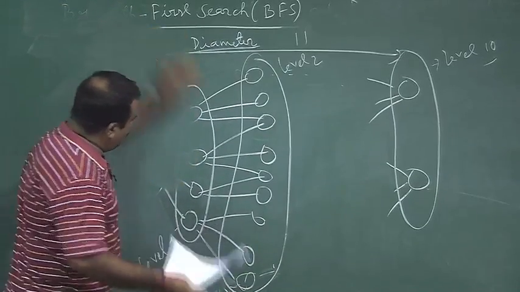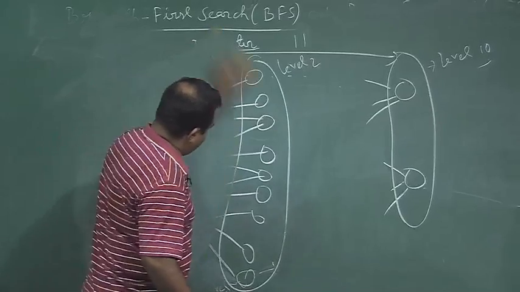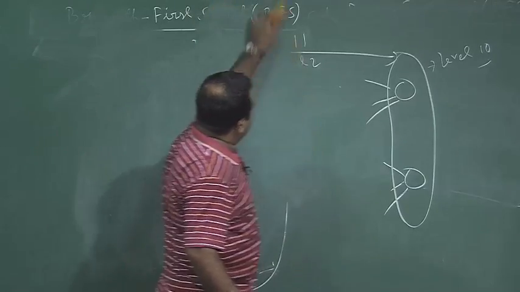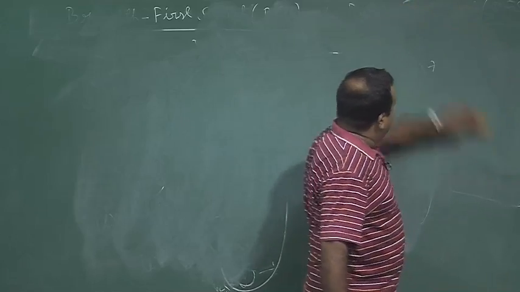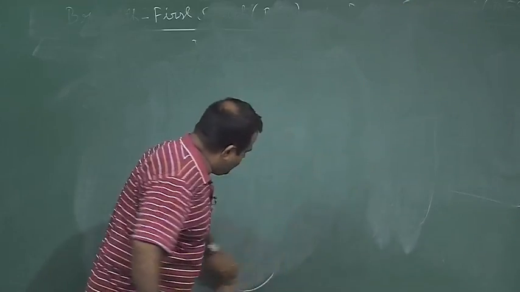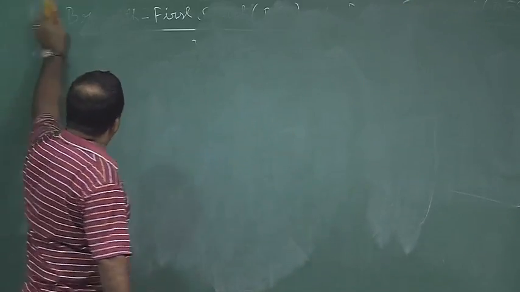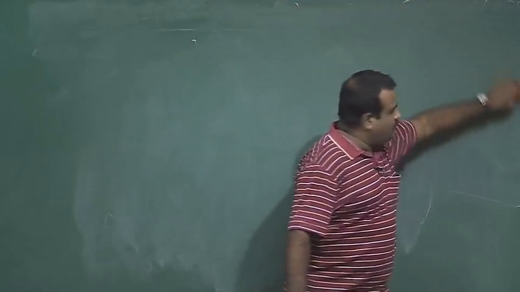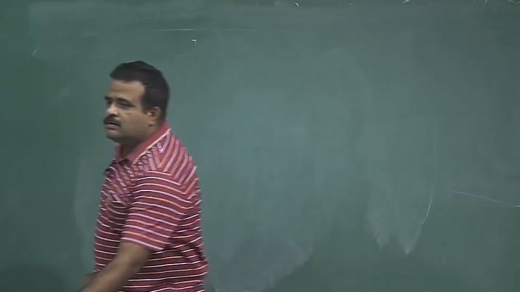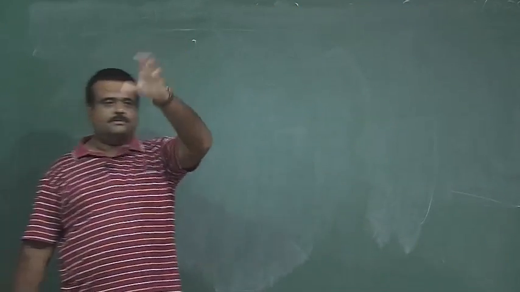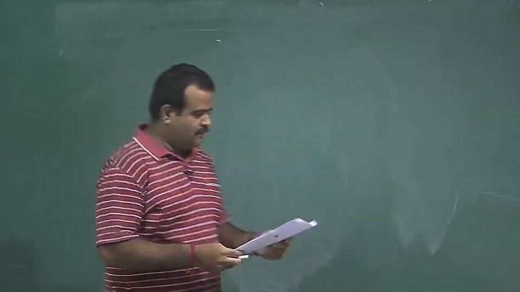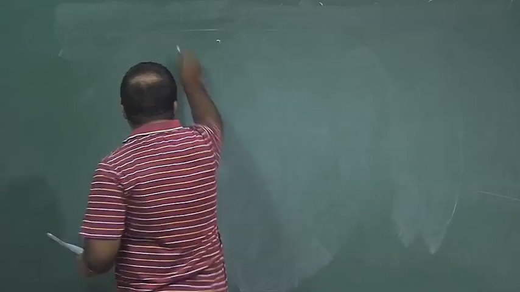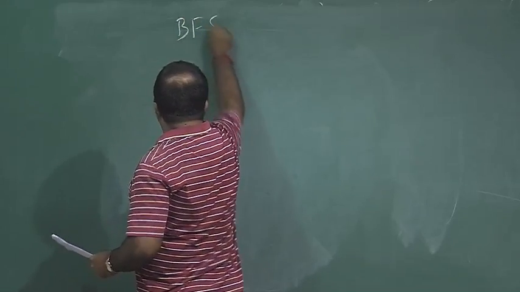So, it is level wise exploring, level by level. We first start with a source vertex S, and then we explore all the adjacency vertices, those are in level 1, and then from there we explore all the adjacency vertices of those vertices which are in level 1, then slowly we will explore the graph. So, that is the idea. So, let us write the code for BFS.